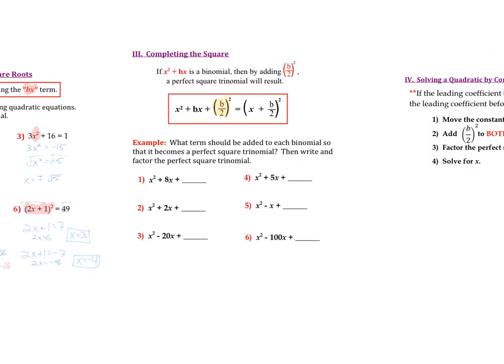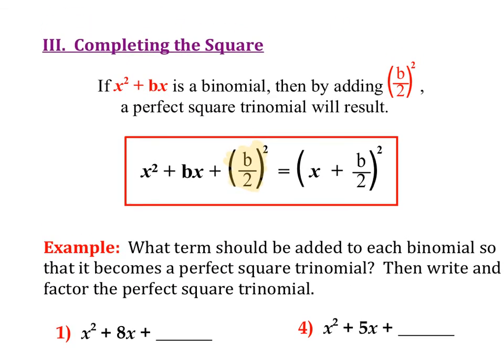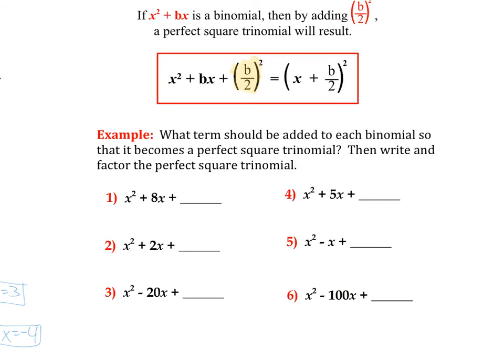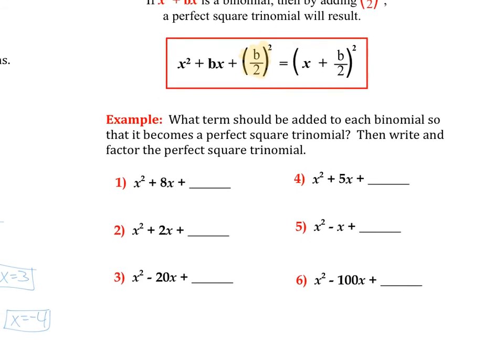Now, the way you do that is you just take your linear term, your bx, you take that number, chop it in half, and square it. So that's what this is here, b chopped in half, then we squared it. Once you've done that, you're able to factor it as x plus whatever b chopped in half was, quantity squared. So what we're going to do here is we are just going to fill in that blank space and then write it in factored form.